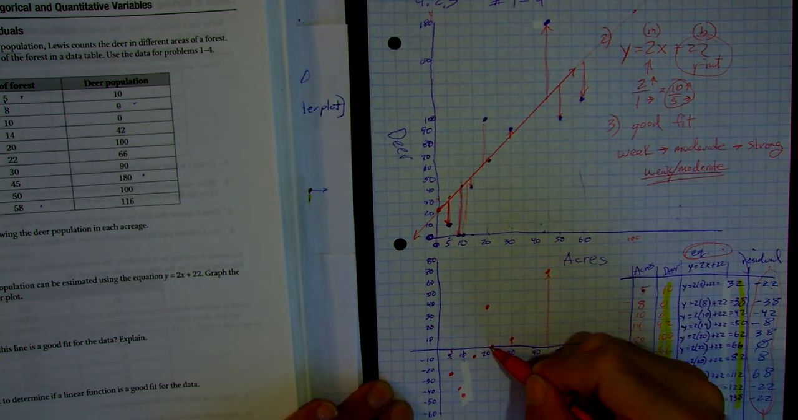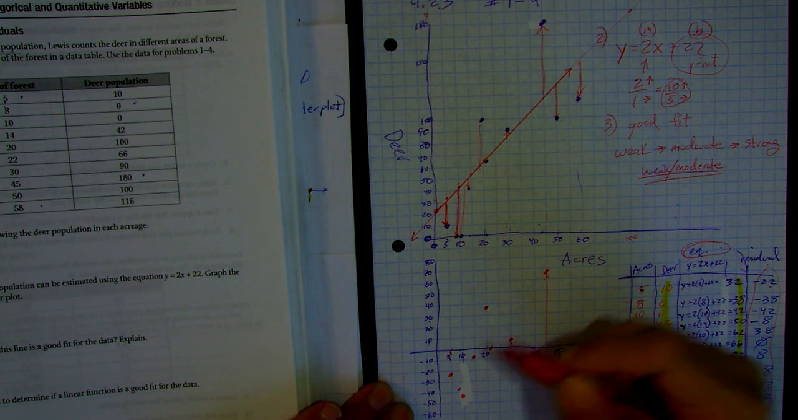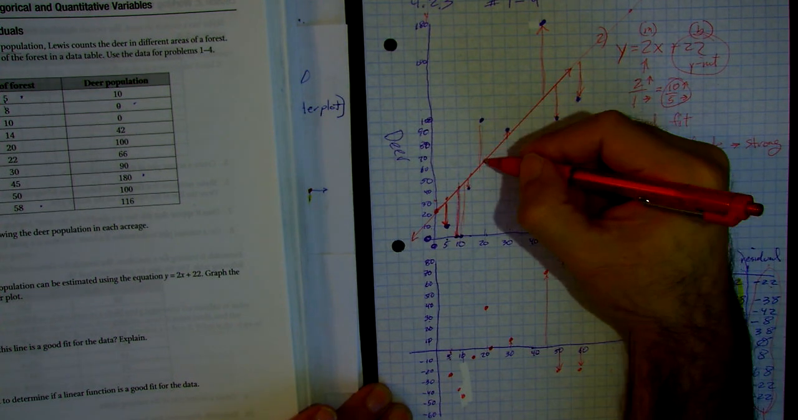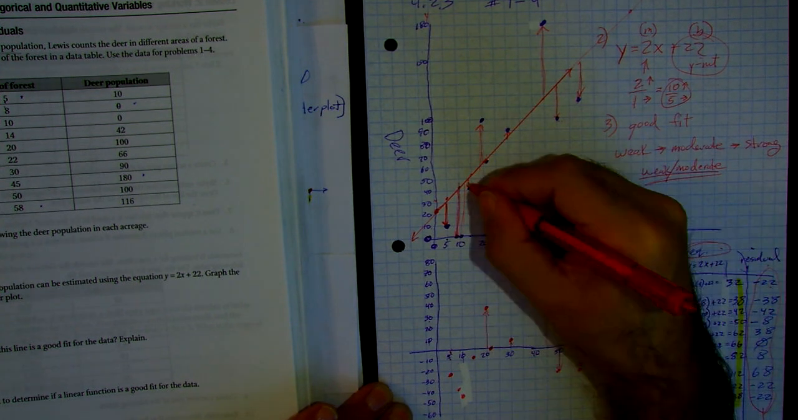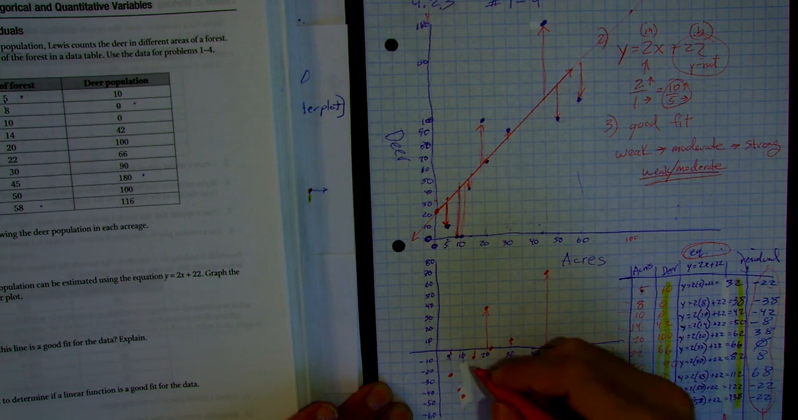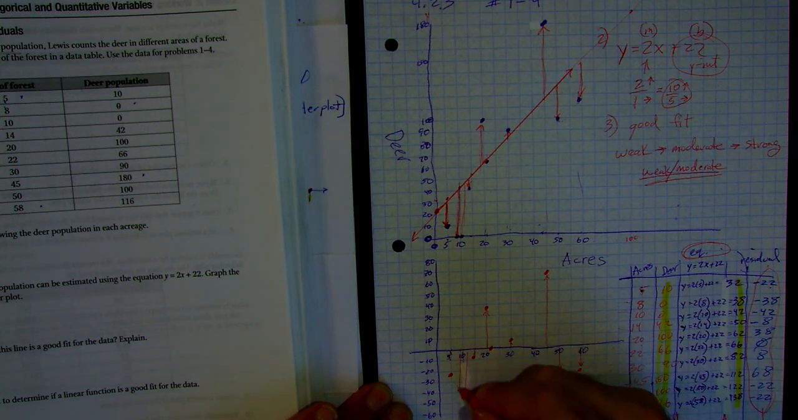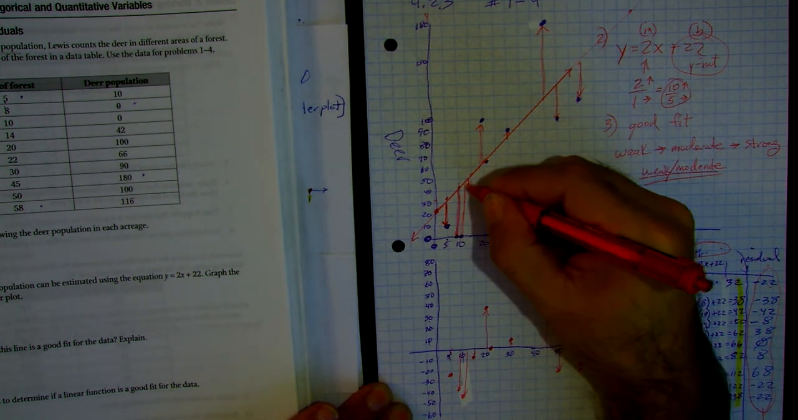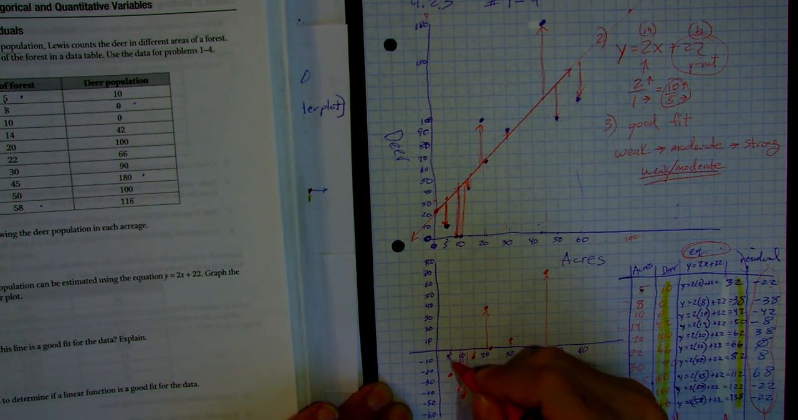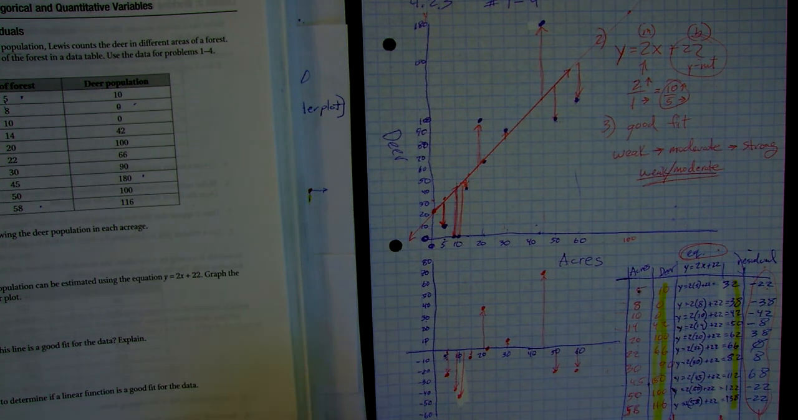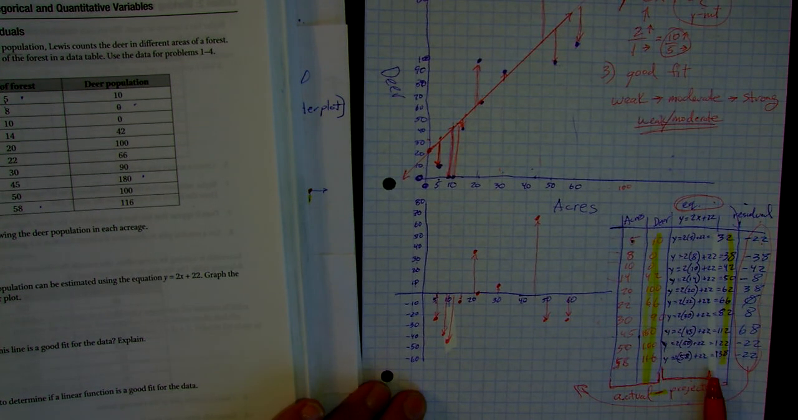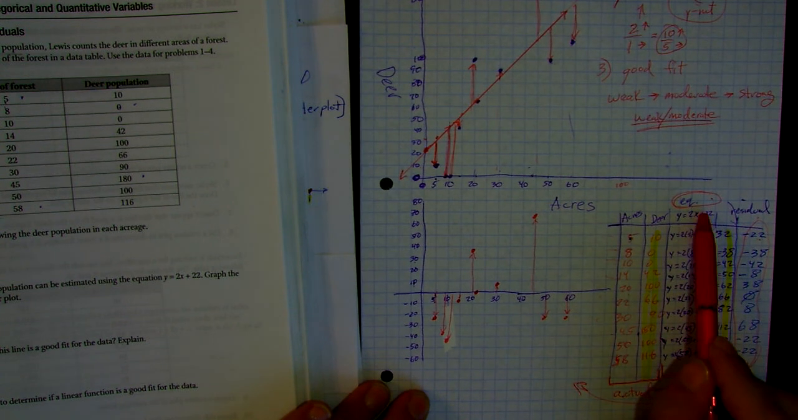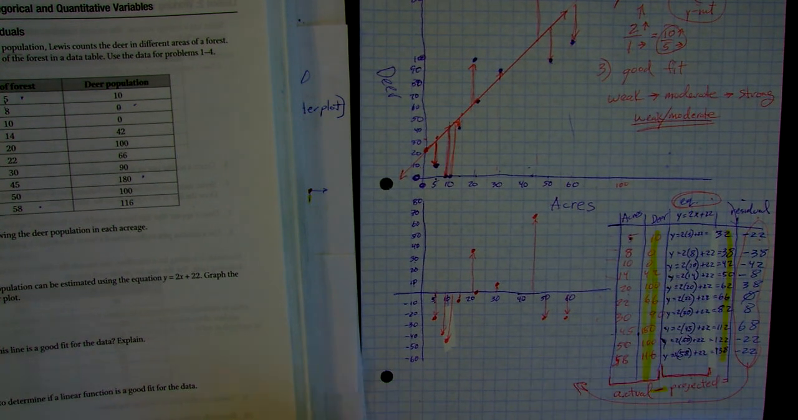Right on the line. It looks like at about 20, it's that far above. Here, a little bit below. These two, this one's a little higher. And we have that. So the residual plot is just showing the difference between the actual and the projected amount. The projected is always on the equation. The actual is just from the data.